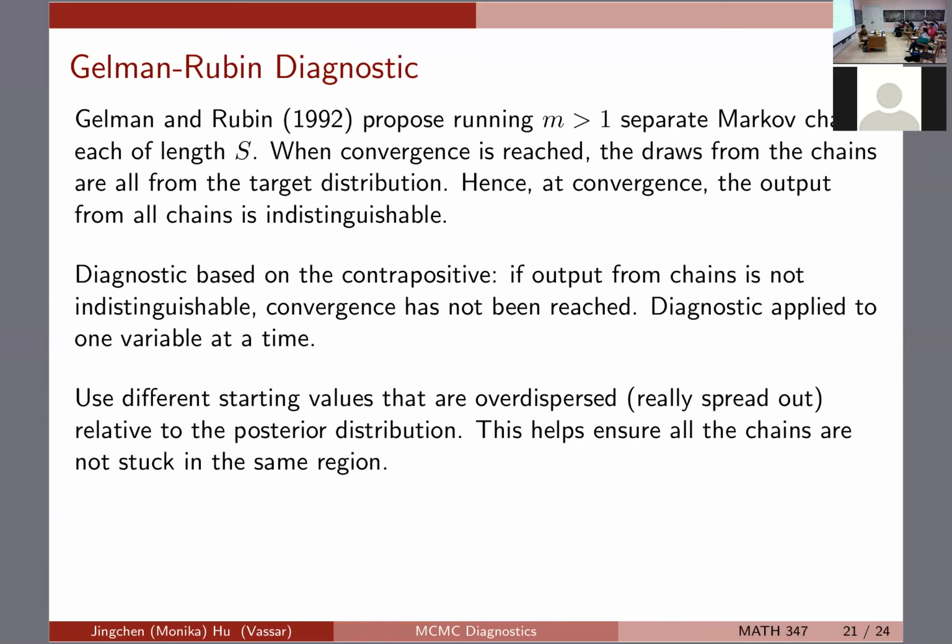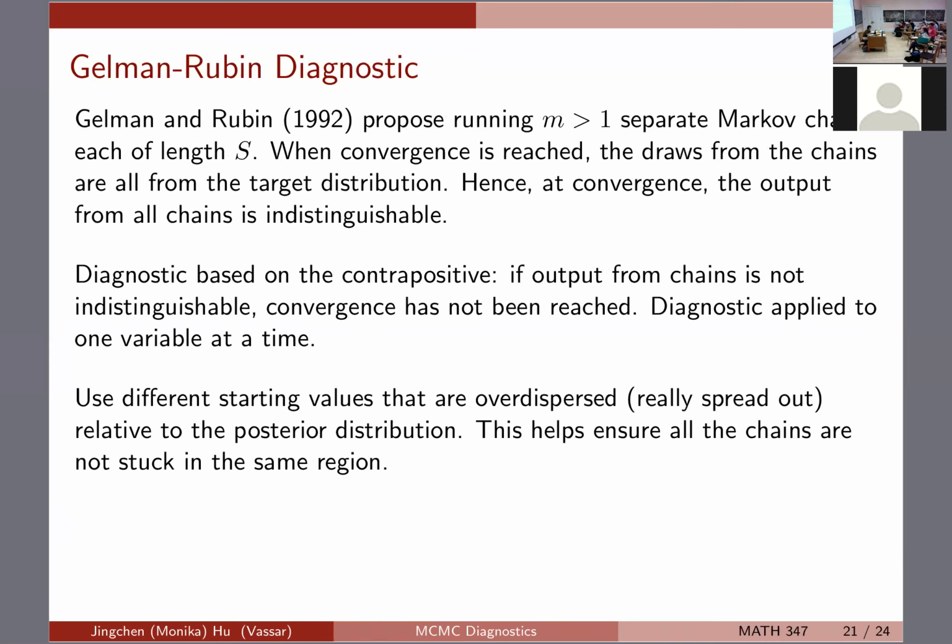Saying that we start at different values, maybe the ends are around the same values, but are all of those values fully exploring the entire parameter space? This is what we're trying to figure out. And this is what the Gelman-Rubin diagnostic does: it looks at multiple chains and checks whether all of the draws are really spread out relative to the posterior distribution, to ensure that the chains are not stuck in the same region.